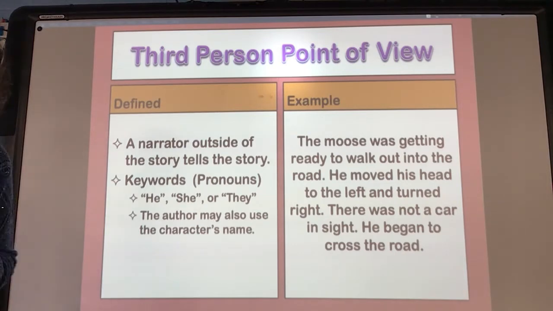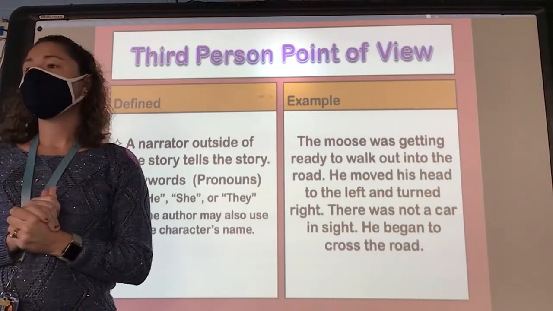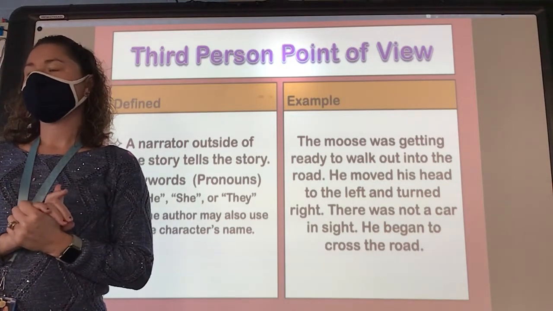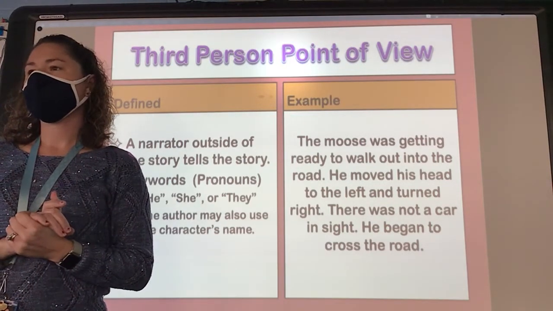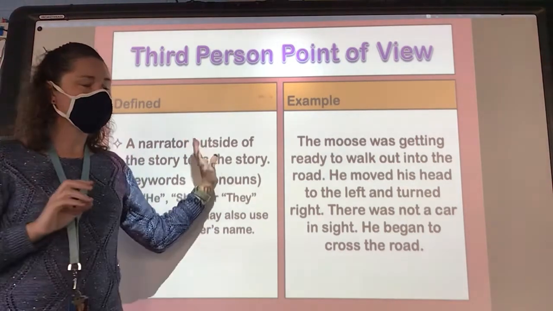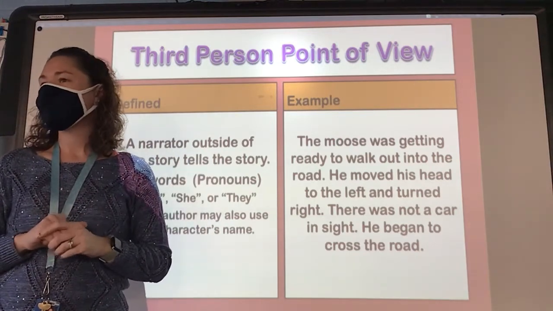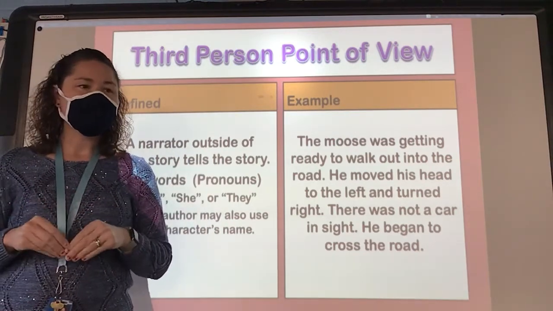John? First person is the person that actually witnessed it. Right. Third person is a person who's like reading about it or finding it out. Yeah, they're kind of observing. Your third person narrator is the observer. They're watching the story unfold. Or your first person is actually part of the story.